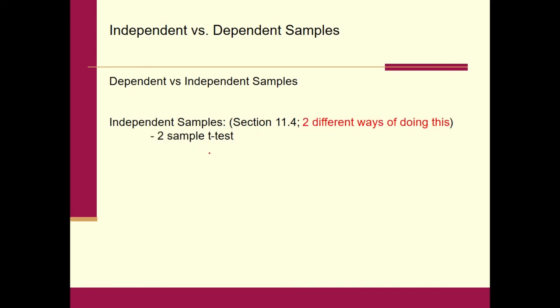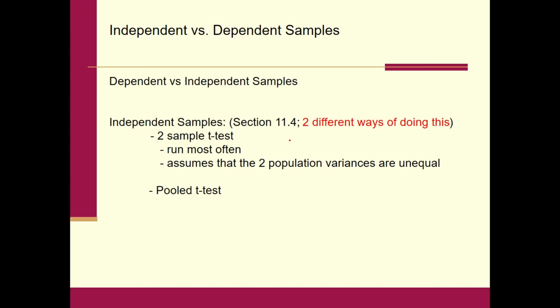All right, the one way that we could do this is that we can run a two-sample t-test, and this is run most often. And this assumes that the two population variances are unequal, all right? And so this assumes the two population variances are unequal. So meaning you don't have too much information with regards to the variation within the two groups, which you probably aren't going to have too often, and that's why this is run most often.